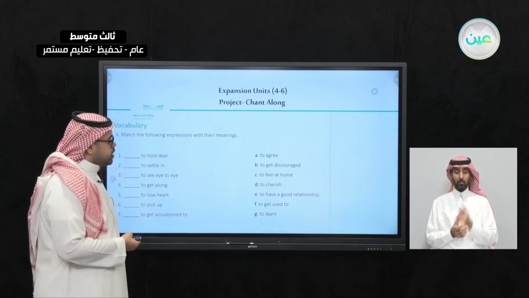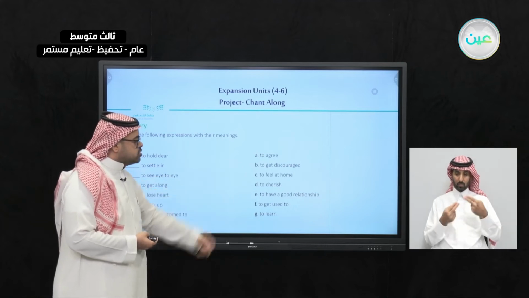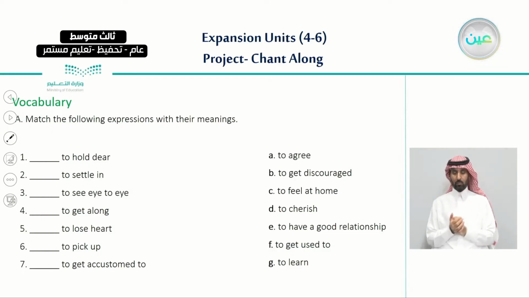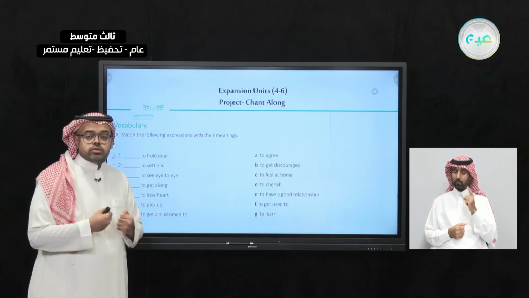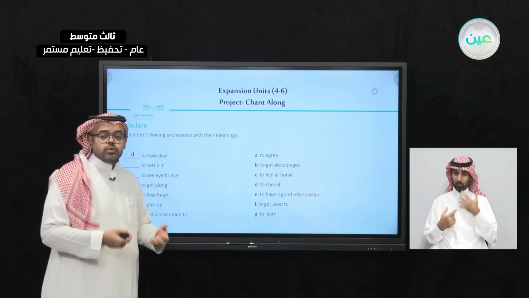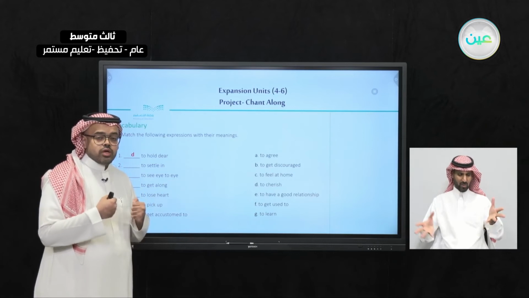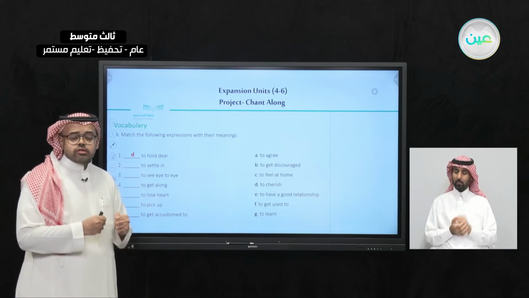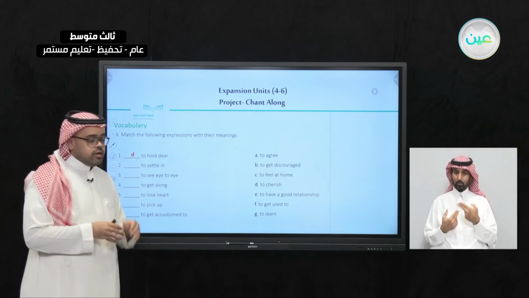So here is the list of meanings. We have A, to agree, B, to get discouraged, C, to feel at home, D, to cherish, E, to have a good relationship, F, to get used to, and finally G, to learn. So let's start with the first one. The first one says to hold dear. When he said customs we hold dear, what do you think the meaning of we hold dear is? Very good. The answer here is D, to cherish. When we say we cherish our customs, it means that we love them very much. It means that we like these customs and we accept them as they are.